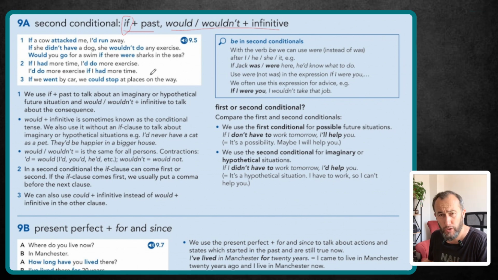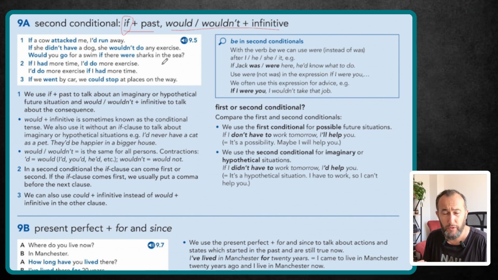Okay, what should we know about second conditional, guys? The first thing we should know is that second conditional is for unreal situations. Unreal means imaginary or hypothetical situations. The second thing that we should know about second conditional is that we use it for present or future situations. So the present or future unreal situations.